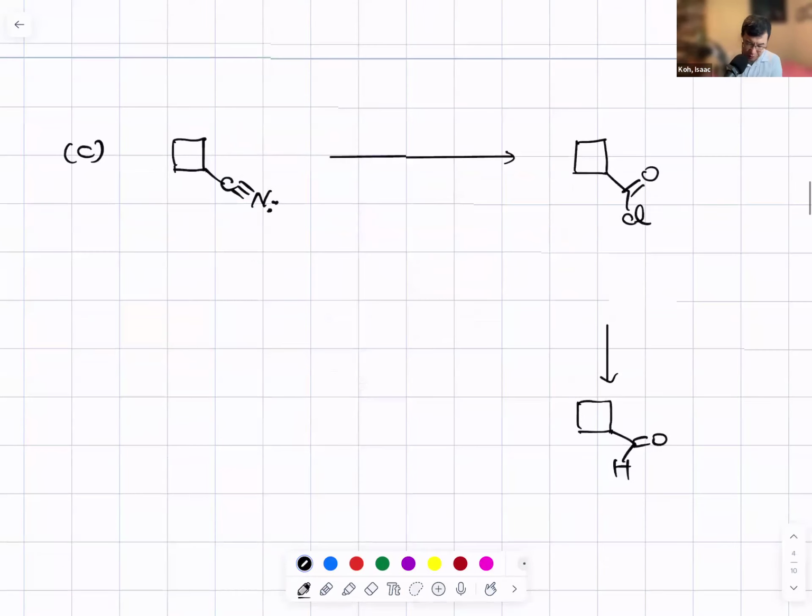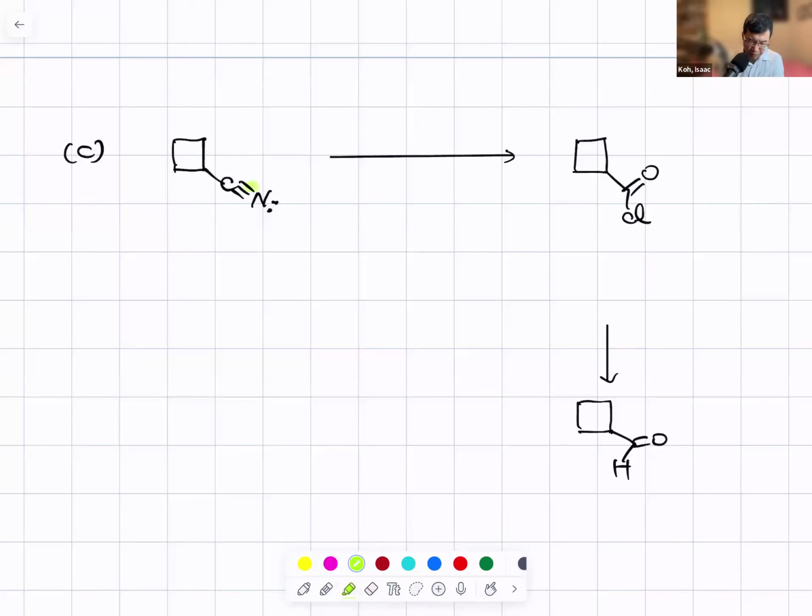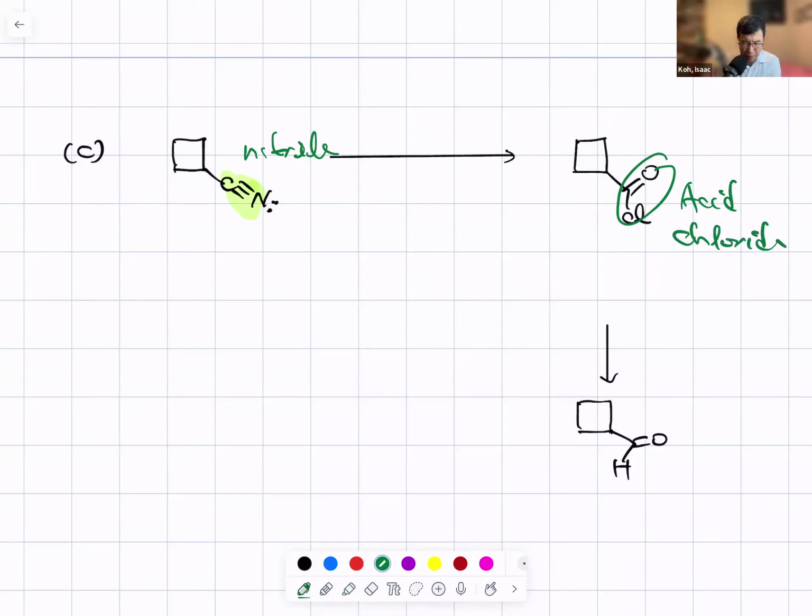Now C, here we have a nitrile, and we want to convert the nitrile into an acid chloride. This one cannot be achieved in one step. We cannot convert a nitrile into an acid chloride in one step. We need to first make it into a carboxylic acid first, and then convert the carboxylic acid into an acid chloride.